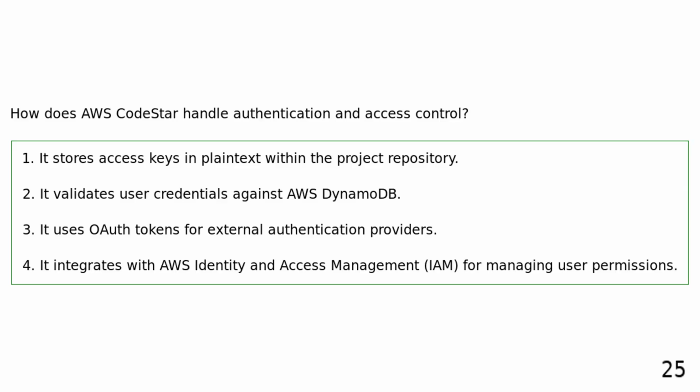How does AWS CodeStar handle authentication and access control? It stores access keys in plaintext within the project repository. It validates user credentials against AWS DynamoDB. It uses OAuth tokens for external authentication providers. It integrates with AWS Identity and Access Management for managing user permissions.